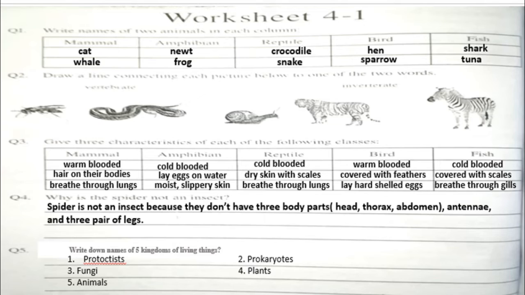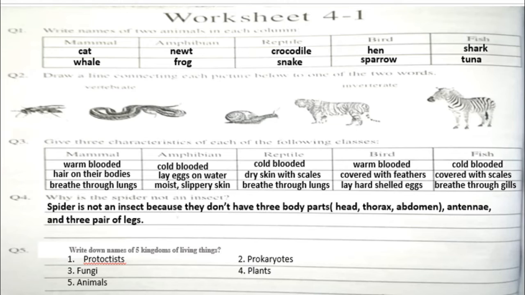In the topic where we have discussed the characteristics of insects, we have discussed that an insect's body is in sections and it is made up of 3 main body parts: head, thorax and abdomen. Insects have antennae and 3 pairs of legs. But if we check the body of a spider, it is not an insect because it does not have 3 body parts, antennae and 3 pairs of legs.